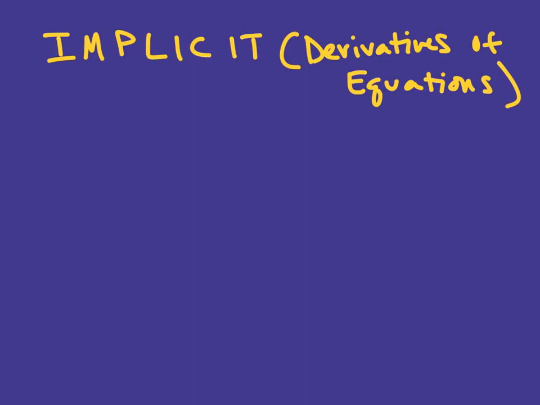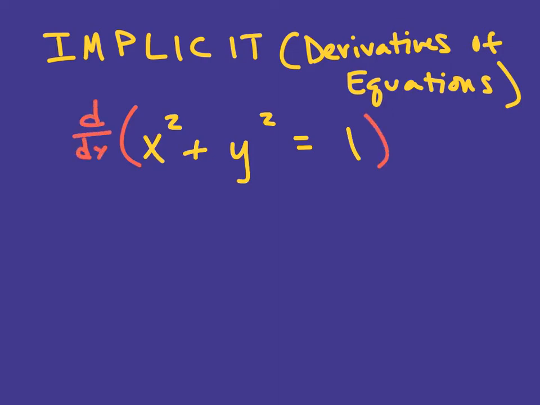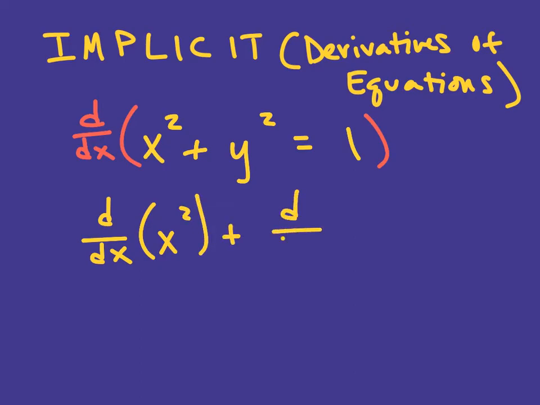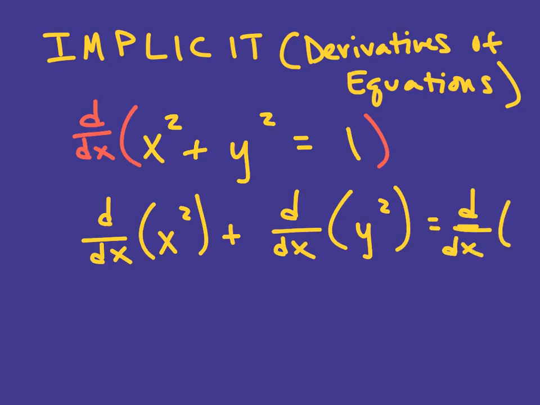The standard equation that works best in this scenario is the equation of a circle, and that's going to be x squared plus y squared is equal to 1, okay? Now, if I take the derivative of this whole thing with respect to x, I want to take the derivative of each term. So I'm going to do d/dx of x squared plus d/dx of y squared, and that's going to be equal to d/dx of 1.